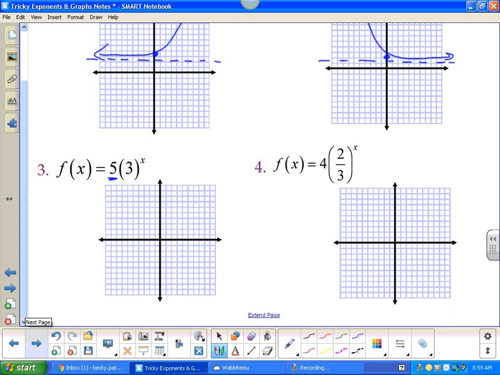Number 3 starts at 5. Asymptote is 1 below it. 3 is bigger than 1, so we are growth. Number 4 starts at 4. Asymptote is 1 below it. 2/3 is smaller than 1, so that's decay.